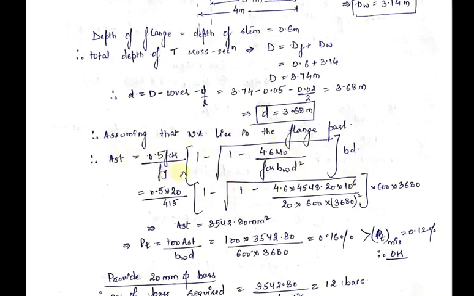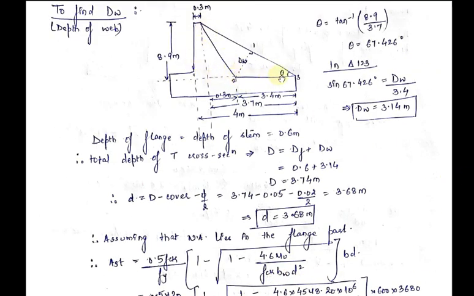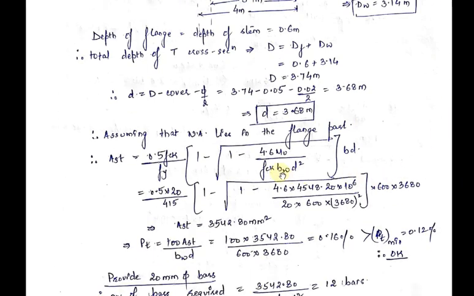See, now while putting the values in this formula, one point needs to be carefully noted: the width here will be the width of the web portion, and this effective depth will be the effective depth of the total T cross section. Why have we taken the width of web? Because we are designing reinforcement for the counterfort, and this counterfort part behaves as the web of the counterfort retaining wall. Therefore we will provide bw, that is the width of web.